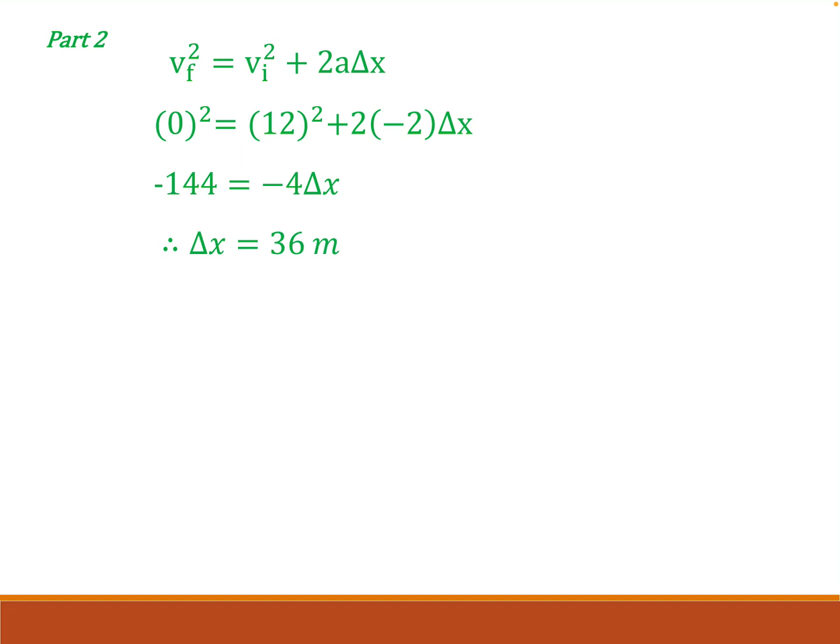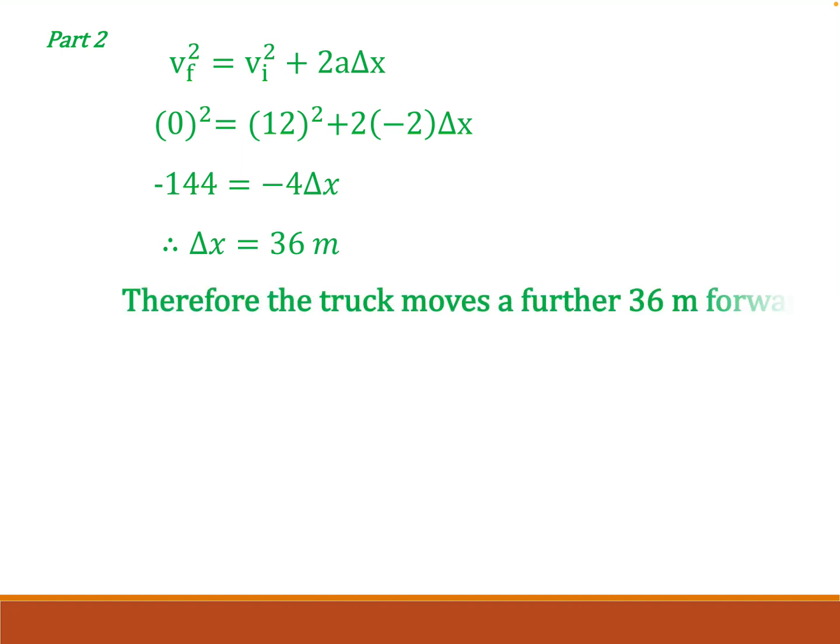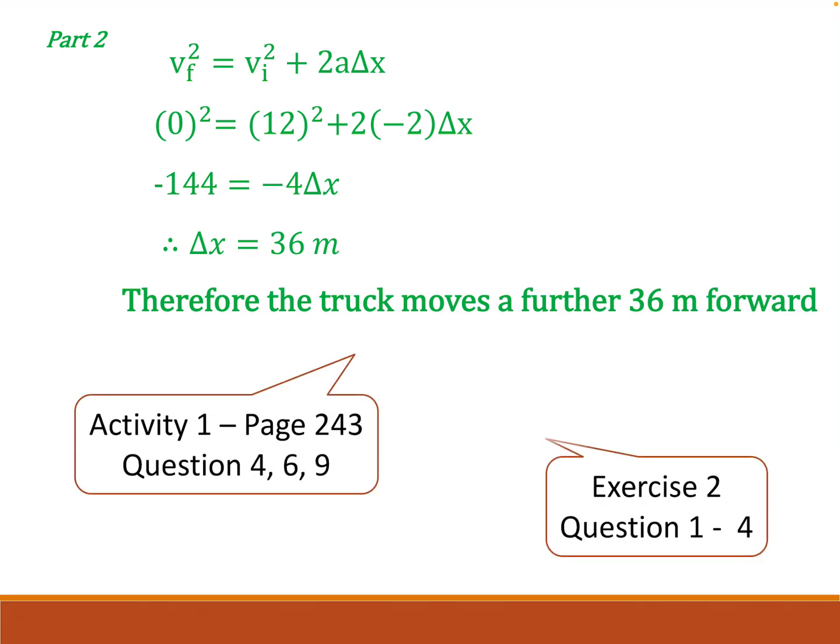If I get a negative answer here, then I know I've made a mistake, because then somehow it's managed to go backwards, which it should never have been able to do because it was going forward the whole time. That tells me that the truck moves a further 36 meters forward. In other words, it travels a total distance of 100. Alright, you now need to work on some examples, and hopefully that makes sense to you.